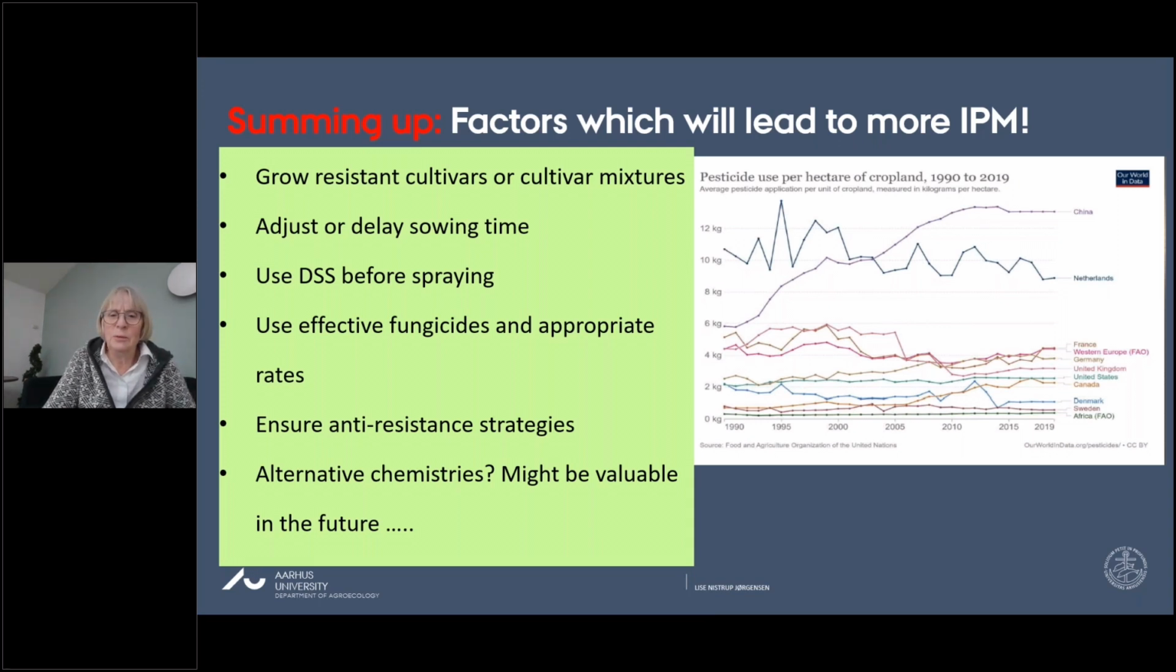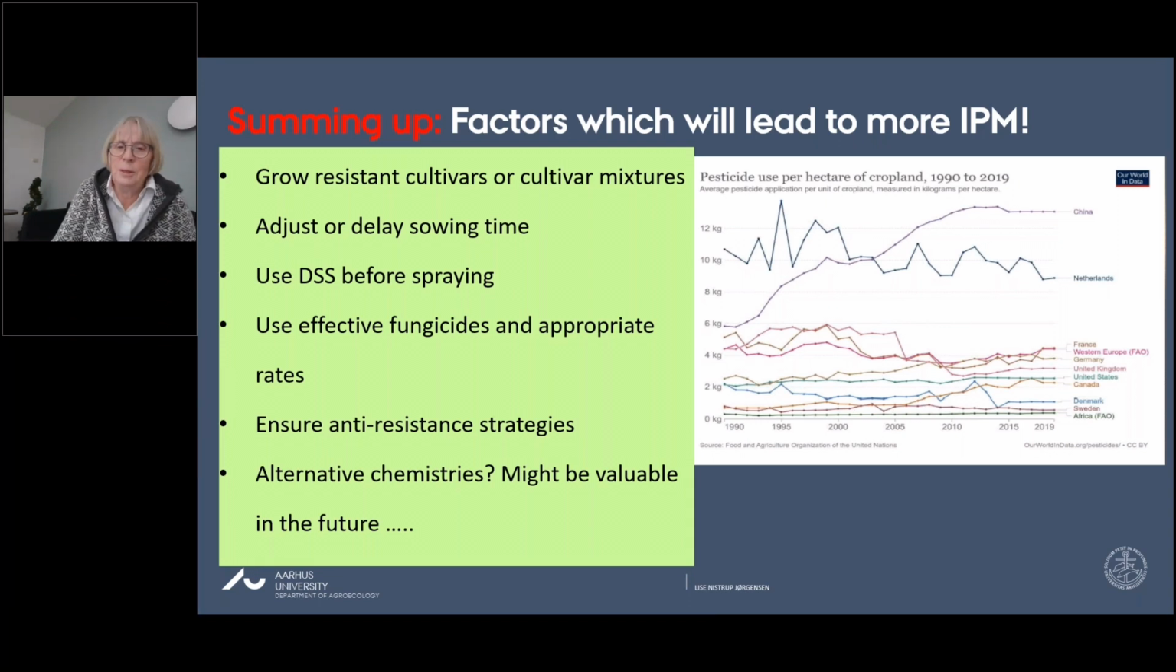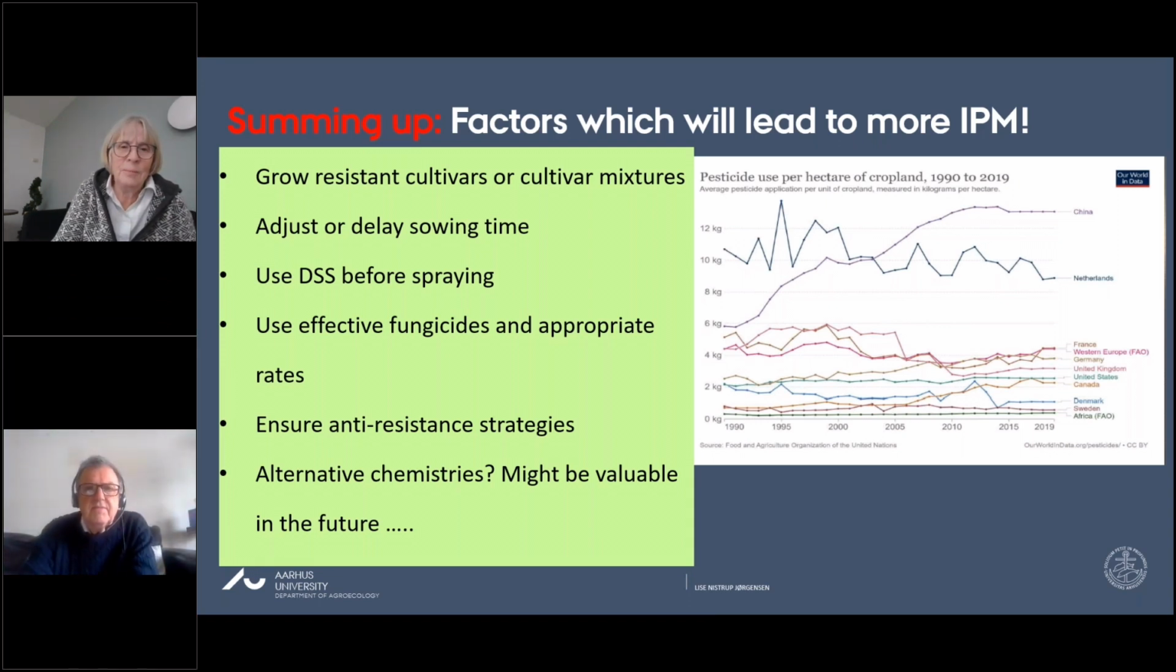So with that, I will finish. I've just shown to the right this graph of the kilos of actives used in different parts of the world, and you can see that there are substantial differences between countries, but also substantial differences in the crops grown, which impact a lot the need for specific inputs in different countries. But there are major differences. Thank you.